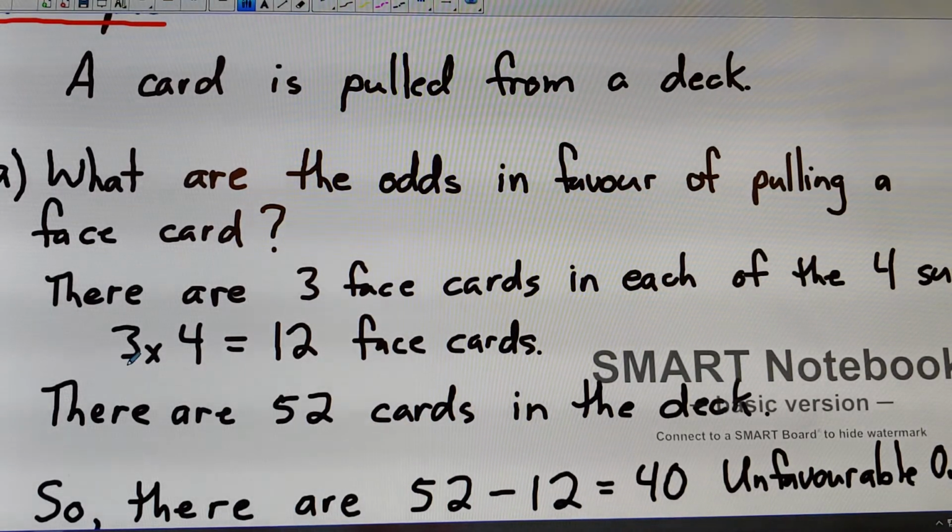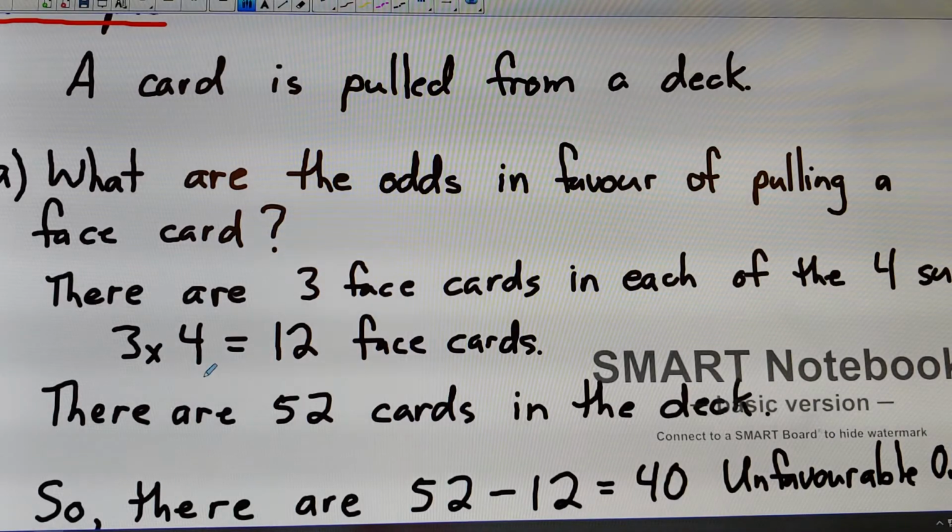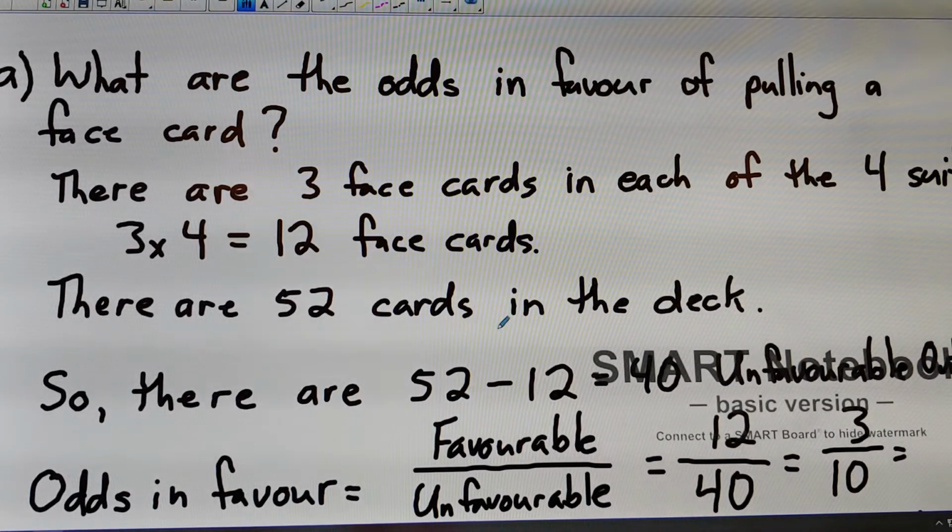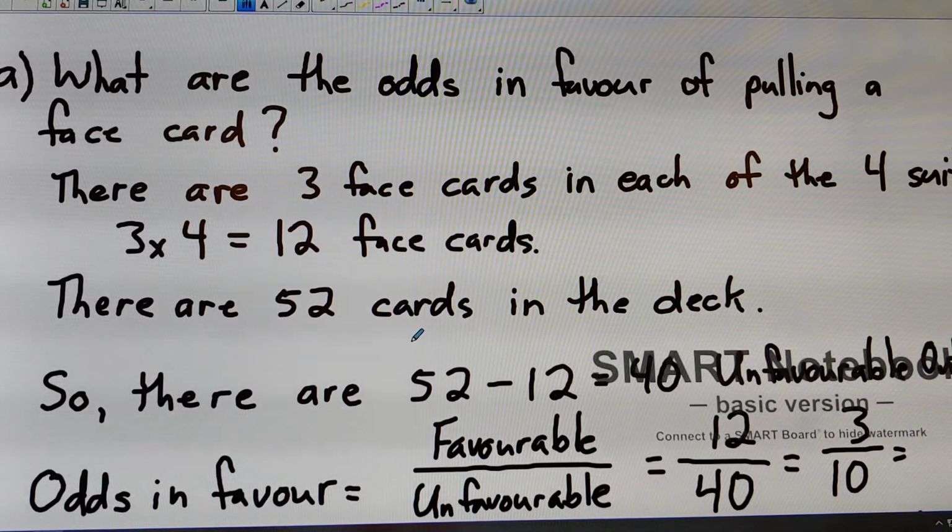So that means there are 3 face cards in all 4 suits, 12 face cards total, and 52 cards in the deck. Because I'm sure somebody went, hey, want to play 52 pickup when you were a little kid, and then they throw all the cards and they're all over the floor and you get to pick them up.